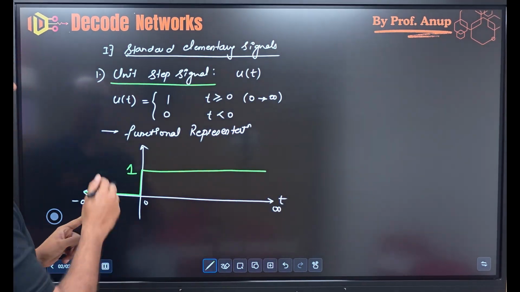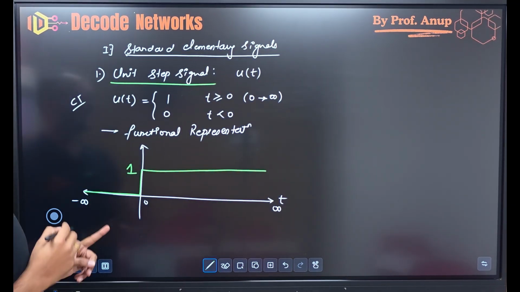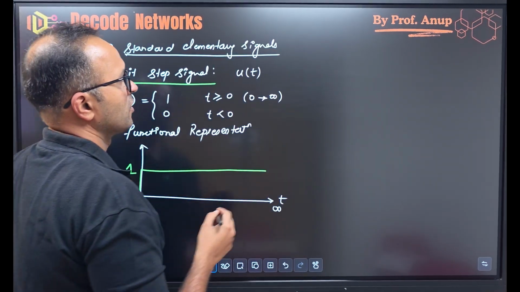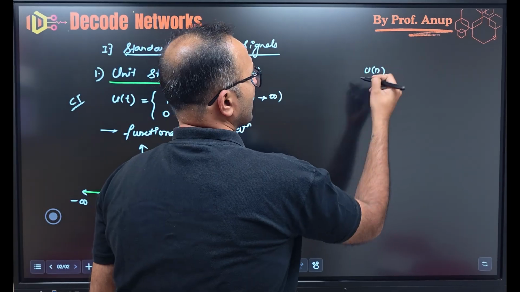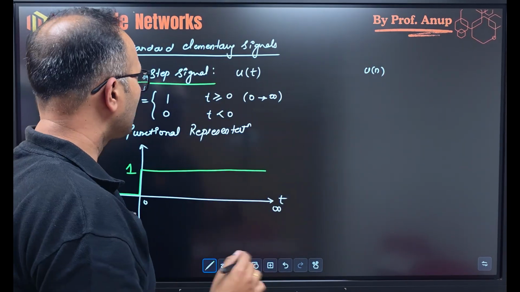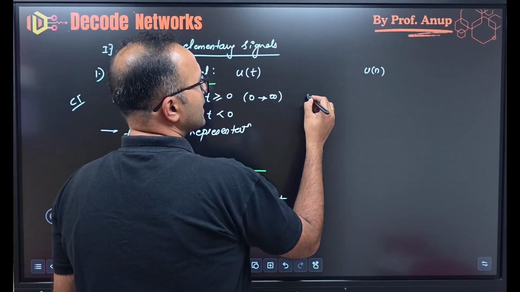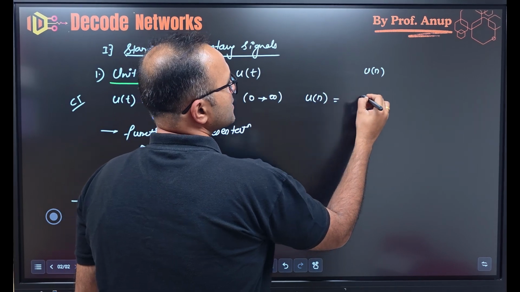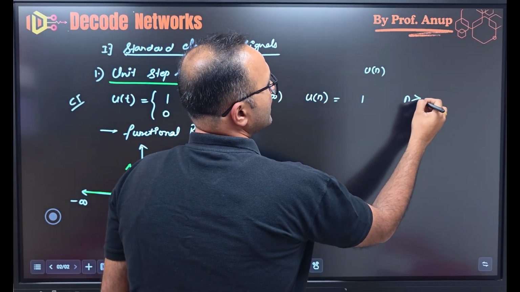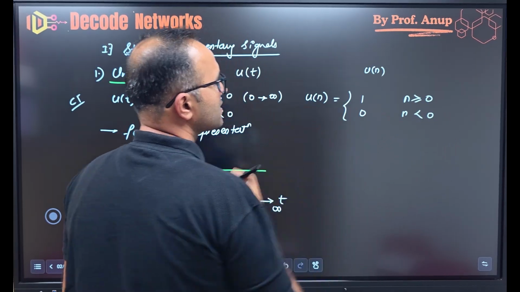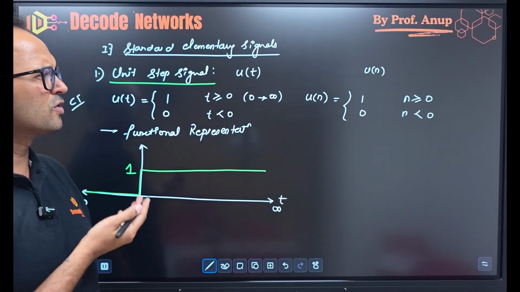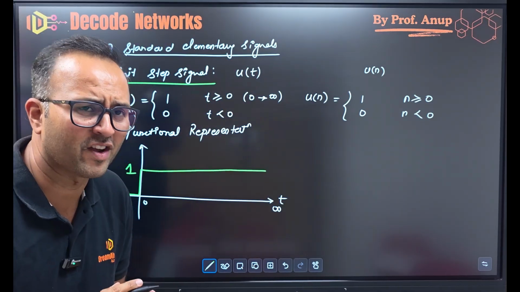Now this was a CT version. Now coming to DT version. The DT version is U of n. Now coming to U of n, again let's write the representation. U of n is again 1 where n is greater than or equal to 0. Whenever your n is less than 0, your signal is 0. This is your DT version. Very simple. Exactly you wrote it in the same way, right?